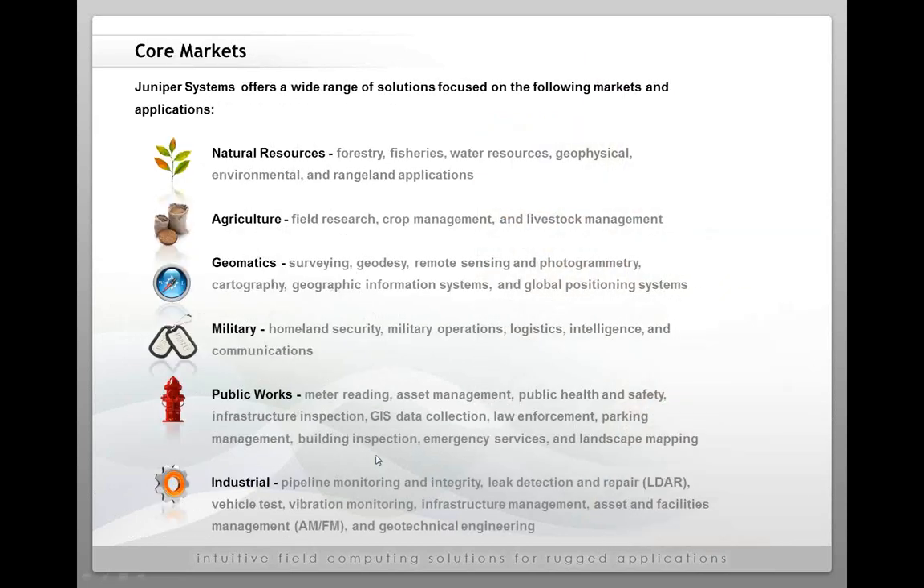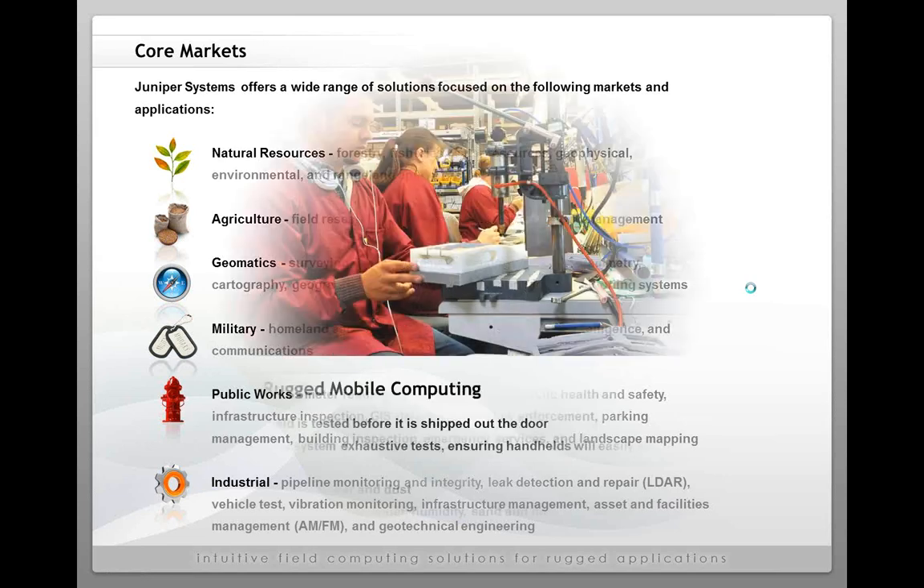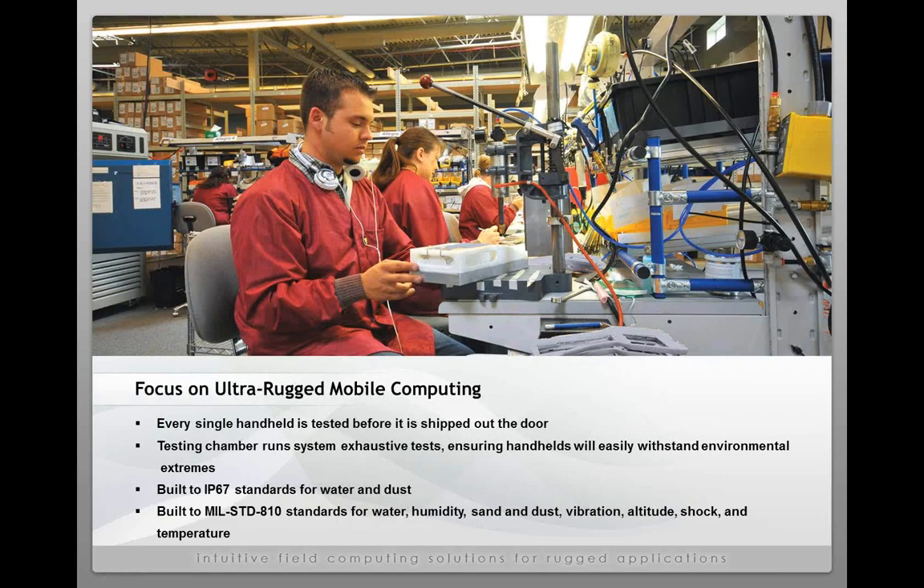We serve a number of different core markets at Juniper Systems, everything from natural resources and geomatics to industrial and military. Again, the one thing these particular markets have in common is that they have a need for ultra-rugged mobile computing, and that's the market that we serve. One of the main focuses here at Juniper is quality.